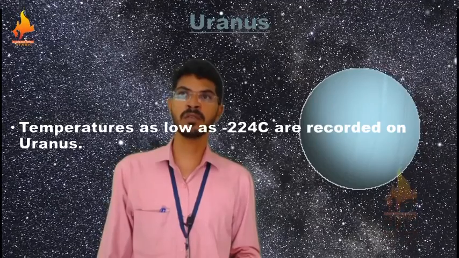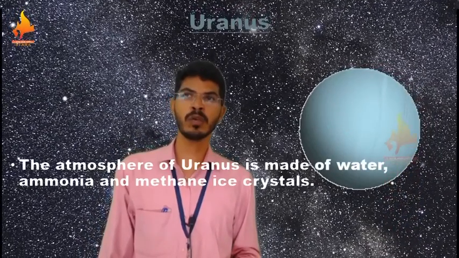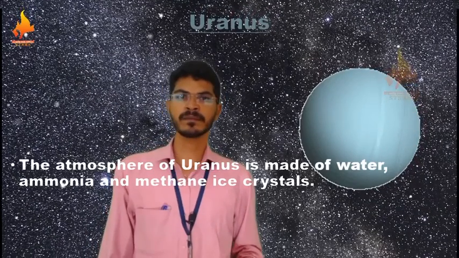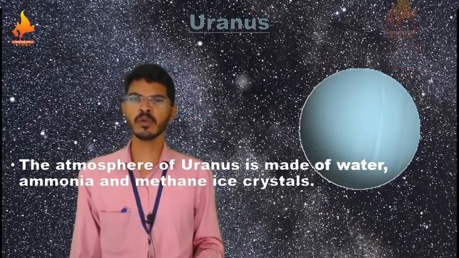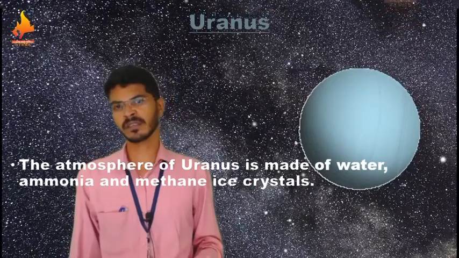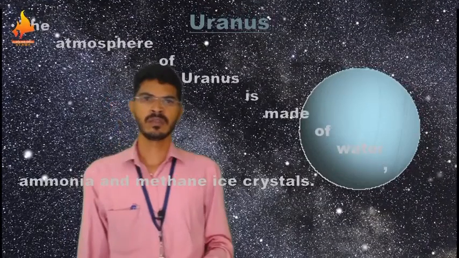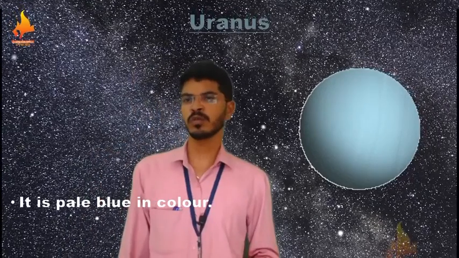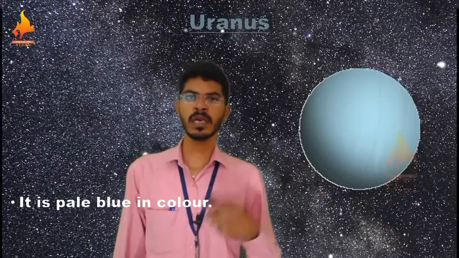And the temperature on Uranus is -224. This is the lowest temperature that was recorded on Uranus. It consists mainly of water, ammonia and methane ice crystals. These are mainly present on Uranus. So don't think about any life on Uranus. There is no chance. It is pale blue in color, as you can see in the picture here.